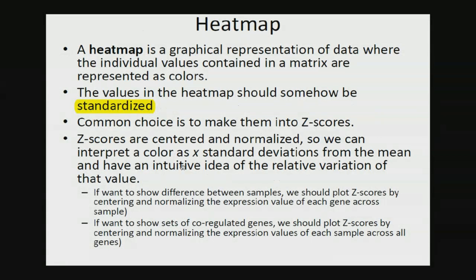Also, if you want to show difference between samples, we should plot z-score by centering and normalizing the expression value of each gene across samples. I think that's what I usually do, because with the heat map I usually just want to show the group separation based on the gene expression profile. But if you want to show correlated genes, you should plot z-score by centering and normalizing using the values of each sample across genes.